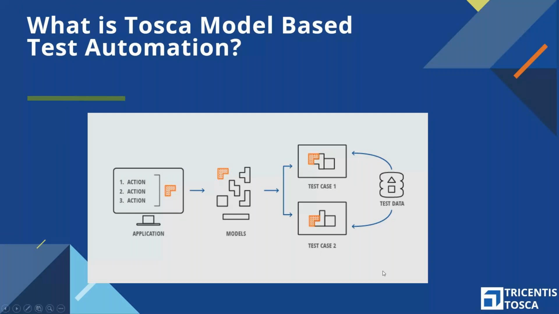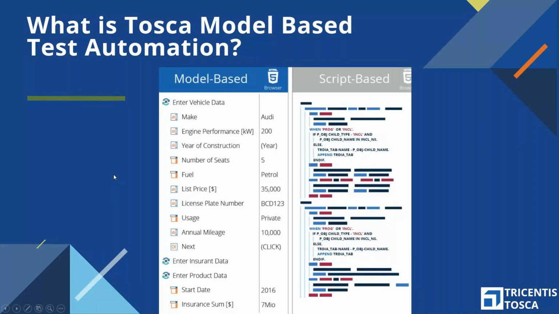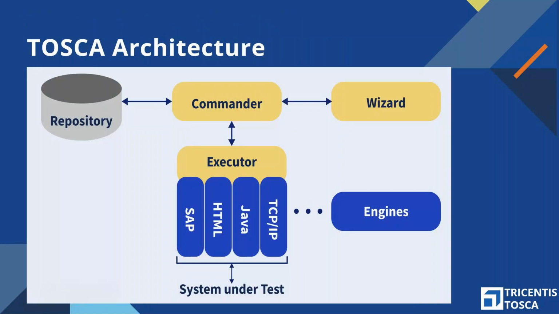So, what is model-based test automation? This one we discussed yesterday. Then, yeah, this is the comparison between model-based and scripting. So today we will discuss the Tosca architecture. What are the different components available in the Tosca architecture?